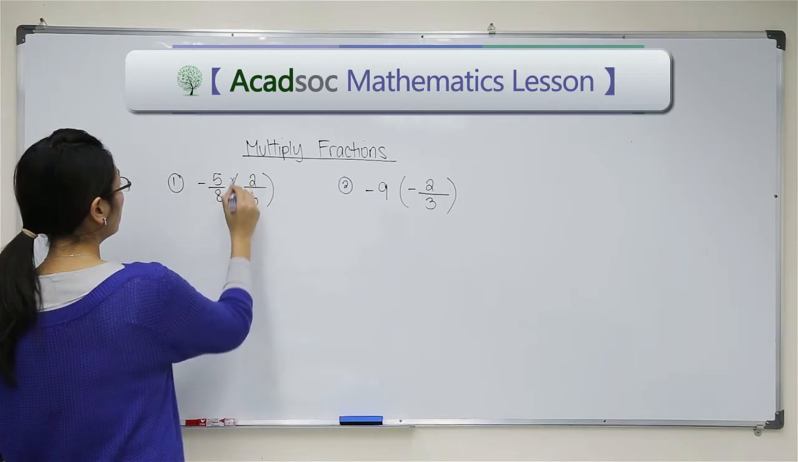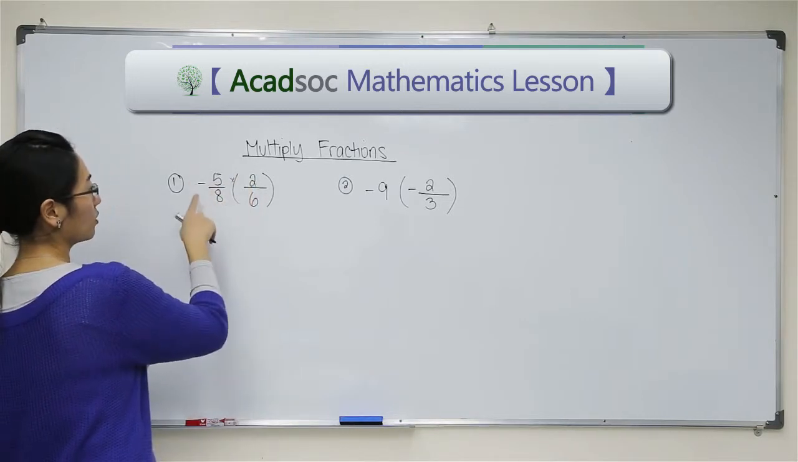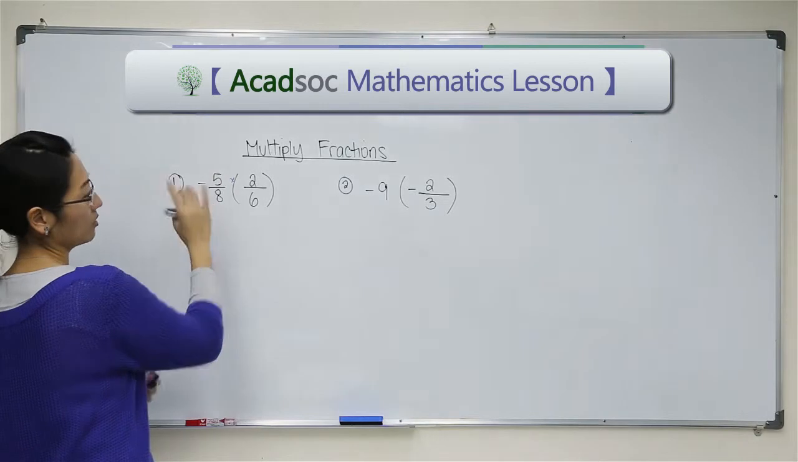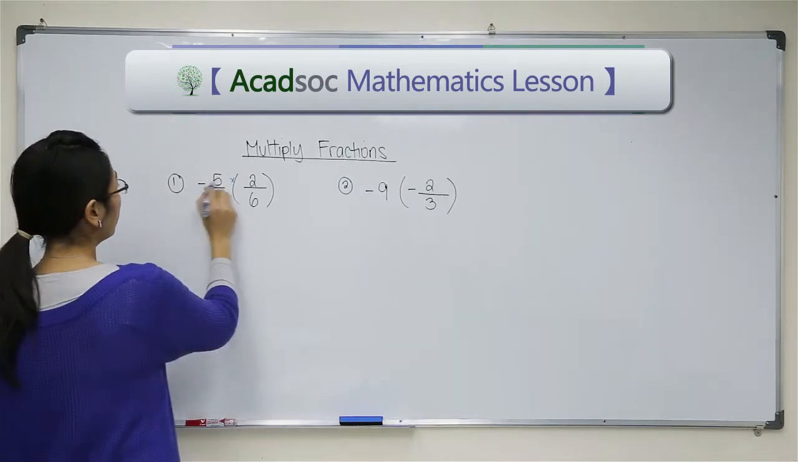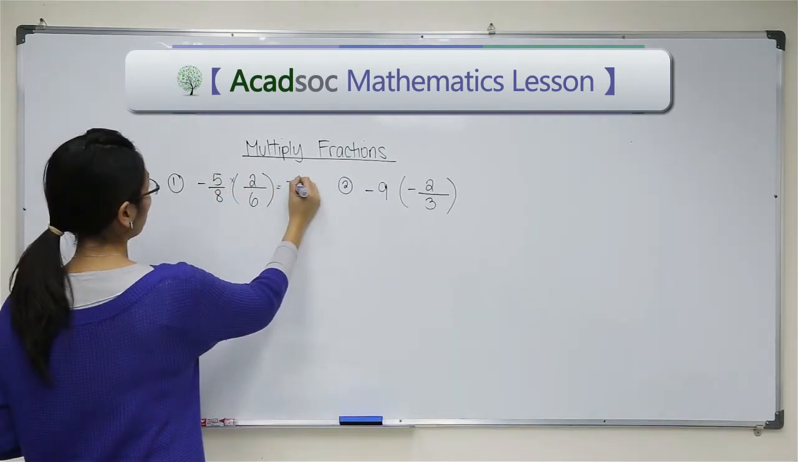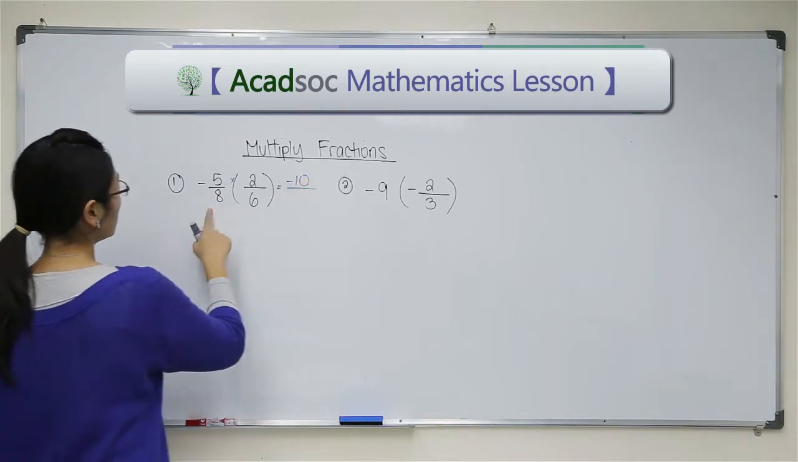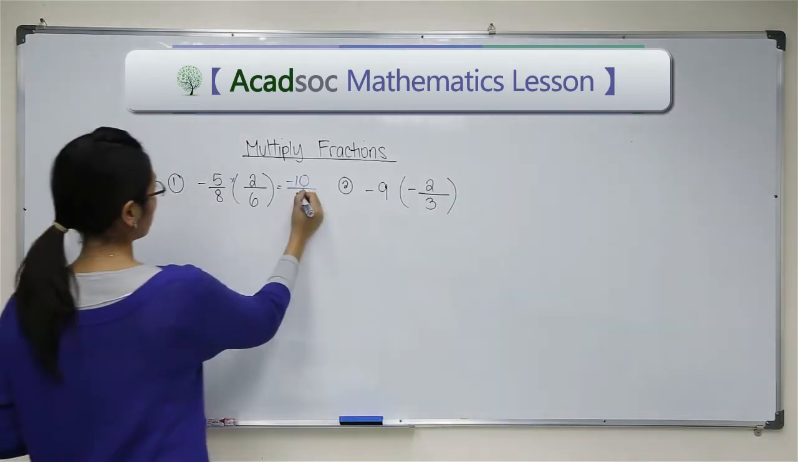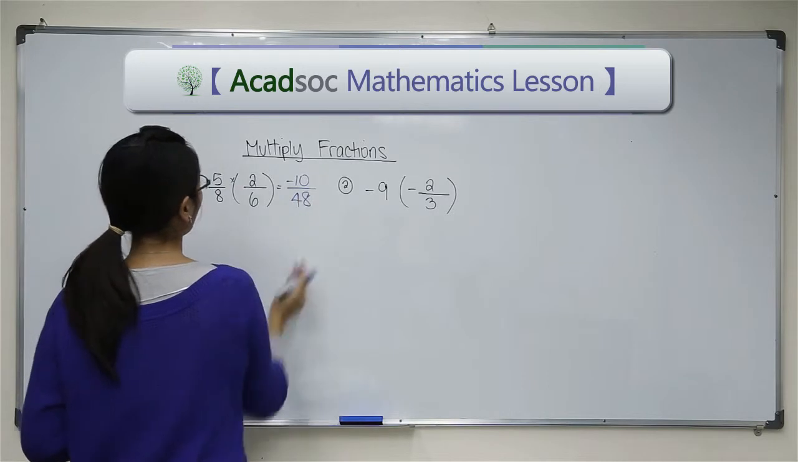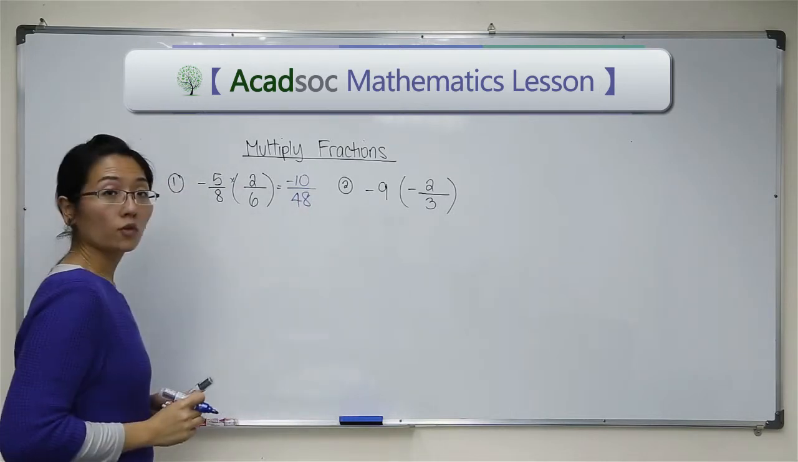Negative 5 times 2, negative just goes to one of the numbers. So either it goes with the 5 or the 8. Take your choice. Negative 5 times 2 is 10, negative 10. Multiply the denominator. 8 times 6 is 48. So we have the fraction negative 10 over 48.